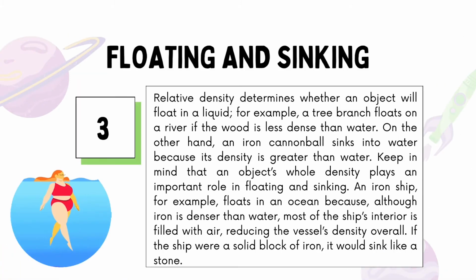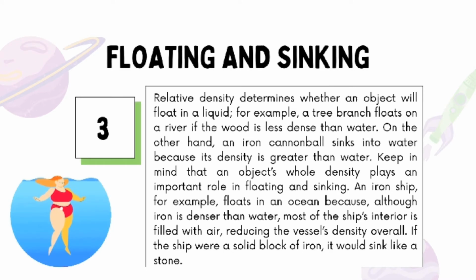Third, floating and sinking. Relative density determines whether an object will float in a liquid. For example, a tree branch floats on a river if the wood is less dense than water. On the other hand, an iron cannonball sinks into water because its density is greater than water. Keep in mind that an object's whole density plays an important role in floating and sinking.